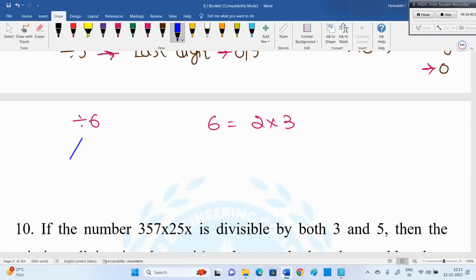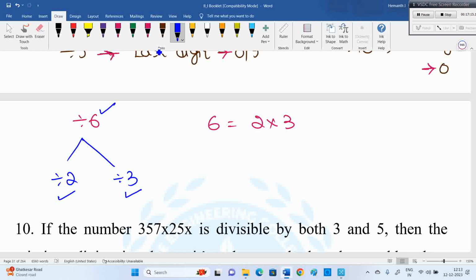In the sense, if the given number is divided by 2 and divided by 3, both satisfied, then it's divided by 6. If it's not divided by 3, it's not divided by 6. If one among them fails, then it is not divided by 6. A number must be divided by 2 and divided by 3, then only it's divided by 6. 6 is not a prime number, so we write it as a 2 into 3 combination.